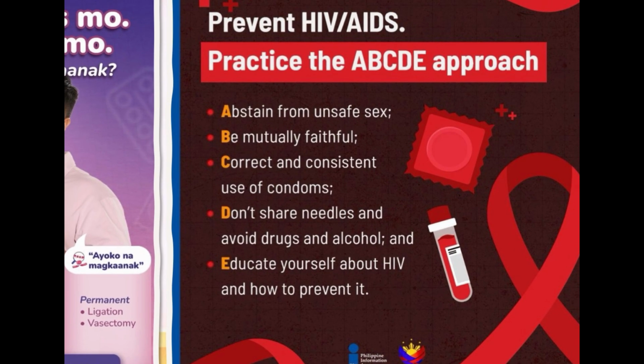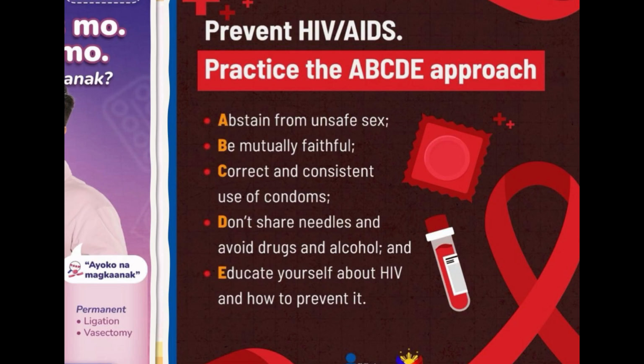But usually a common way for us to talk about HIV prevention is the ABCDE approach. So, A is abstinence, but this is nice because it means abstain from unsafe sex. So there are frames about desire-centered sexual health. So ibig sabihin, you're not being stopped from having sex. You're just being asked to abstain from unsafe sex.